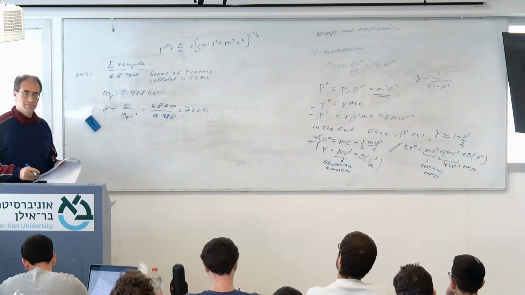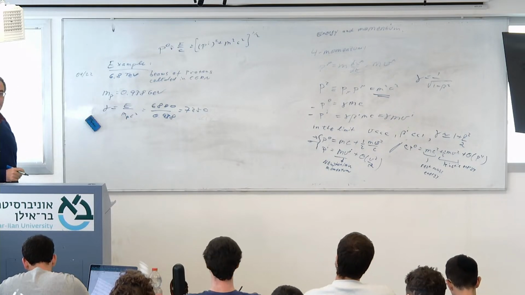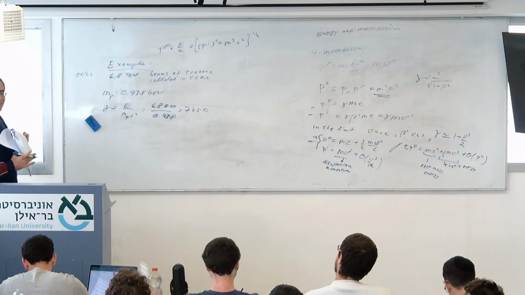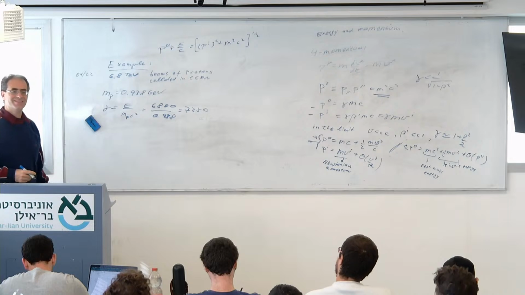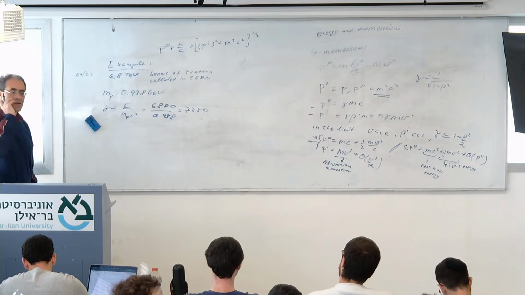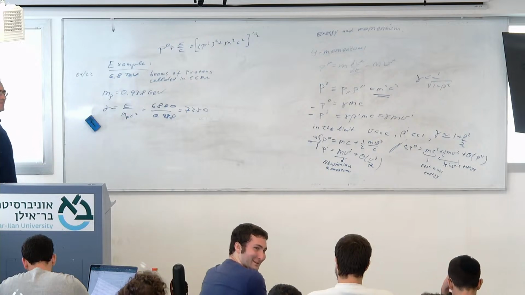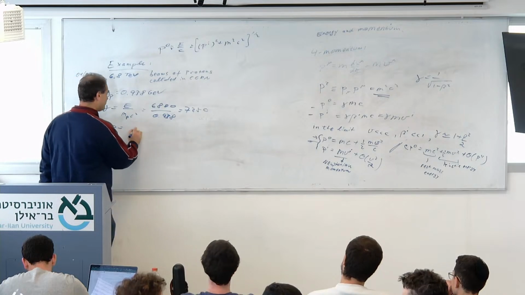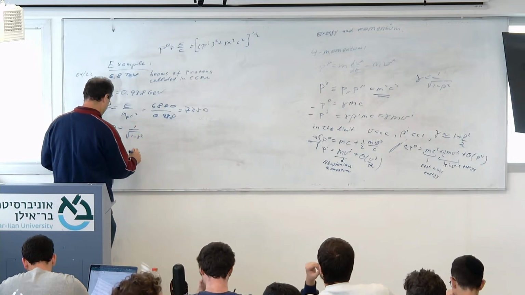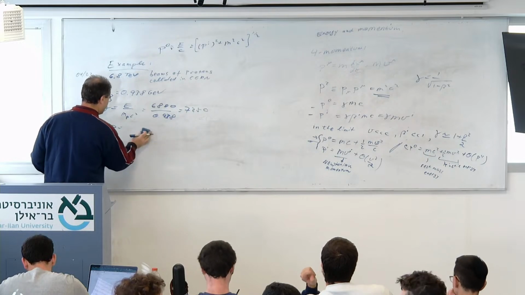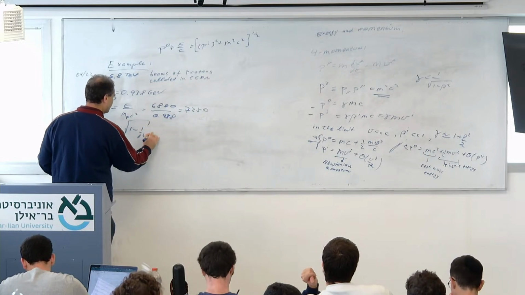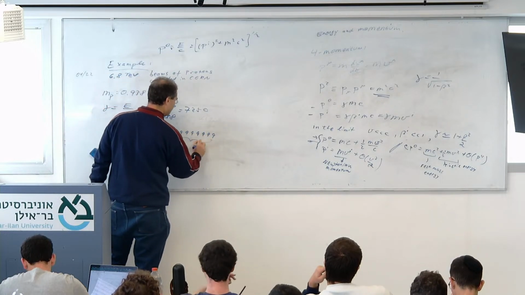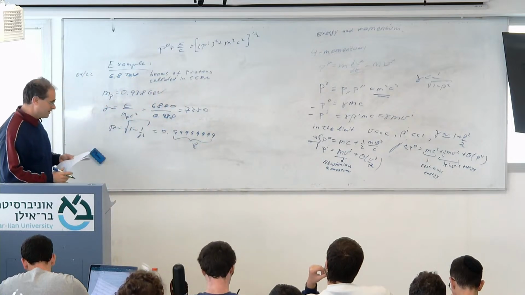And what's the velocity, guys? It's 0.99999, how many nines? Use the logarithm. Eight nines, right? So beta is 0.99999999.